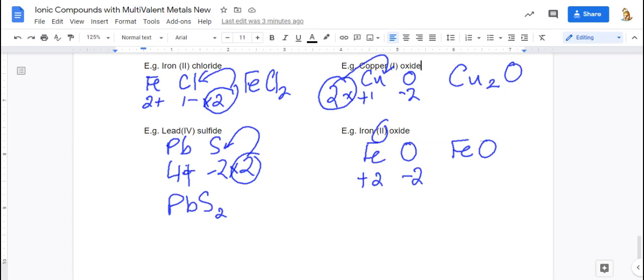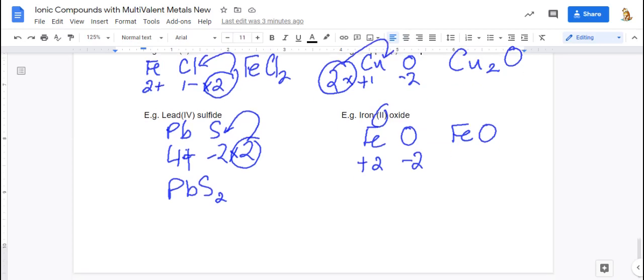Let's do an example where it's a little bit complicated. Okay, so iron 3 oxide. Sorry, I had to think about that one. Switch gears in my brain.